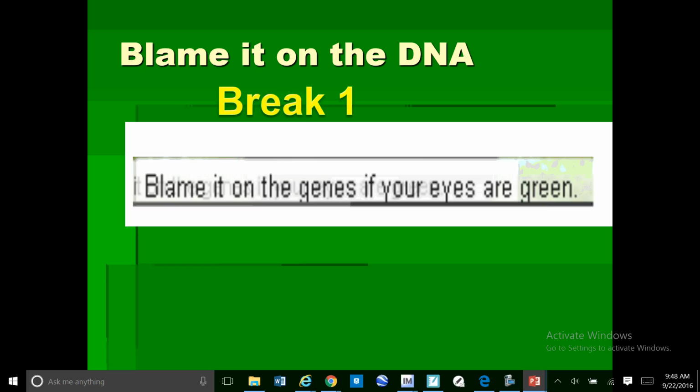So it goes, blame it on the gene if your eyes are green. Notice it talks about genes. That's located where? In your DNA. So that's why it's talking about blaming on the genes, because your eyes being green is all about your genes.